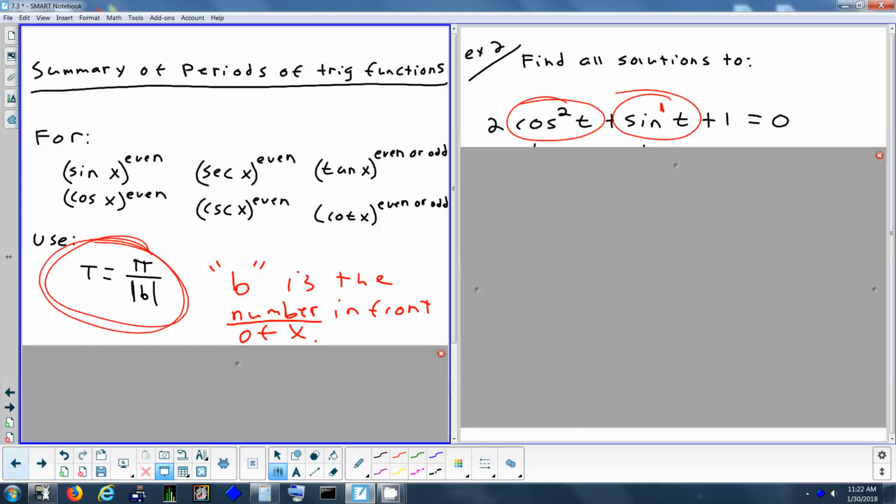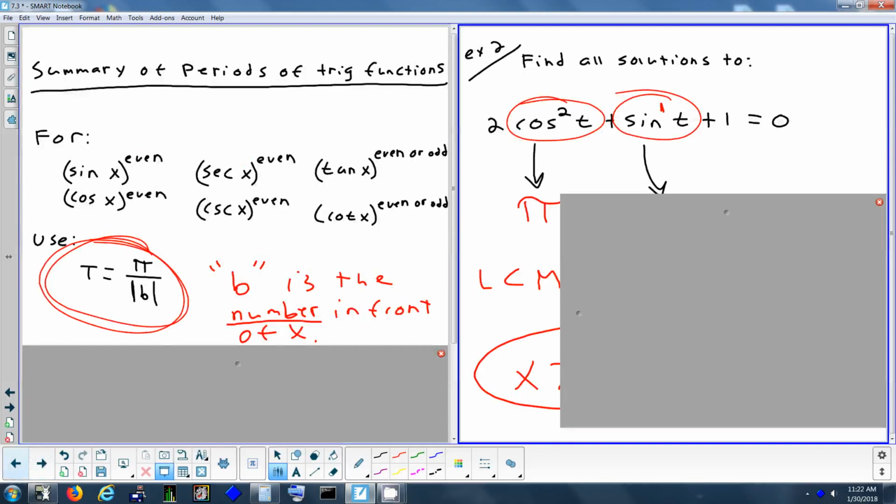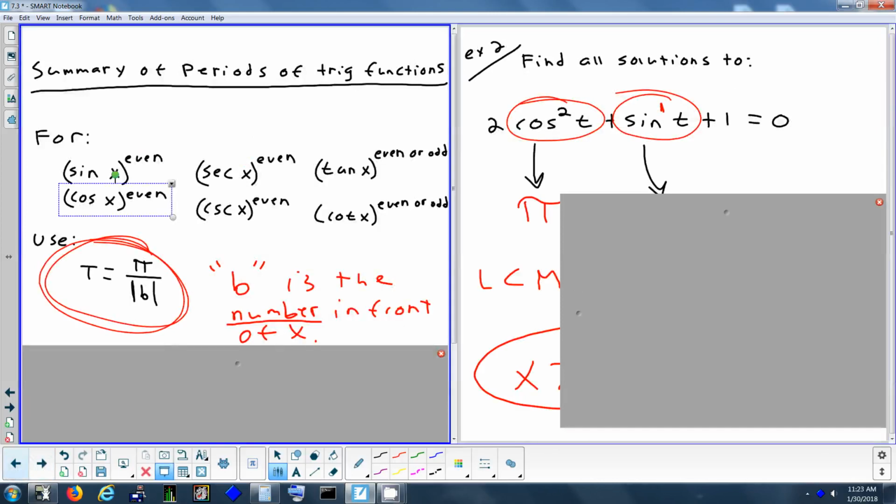So you plug everything into that formula. Pi divided by 1. That's the period of cosine squared. Any questions why I used this formula? Because it's cosine to an even power. Any questions why b is 1?